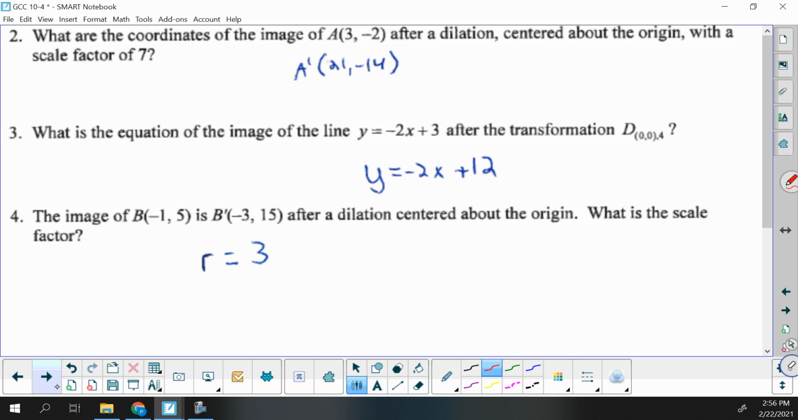Scale factor of 7, so just multiply by 7. So A prime is (21, -14).